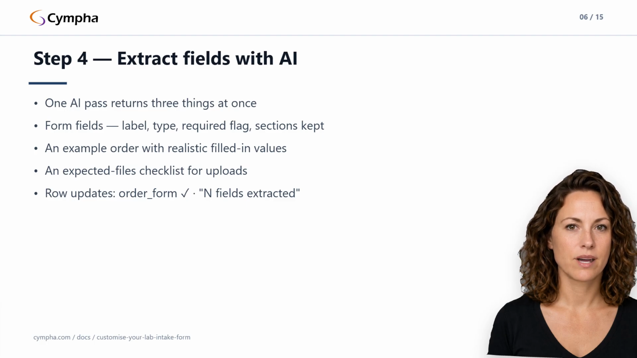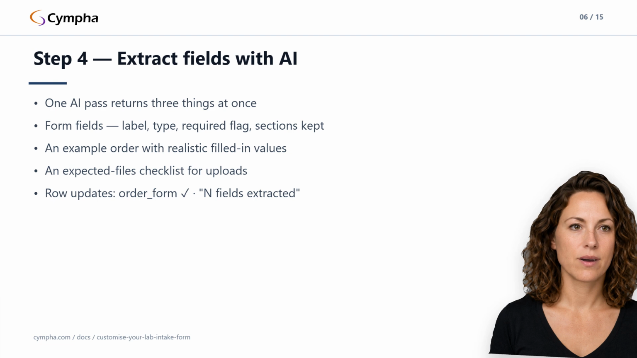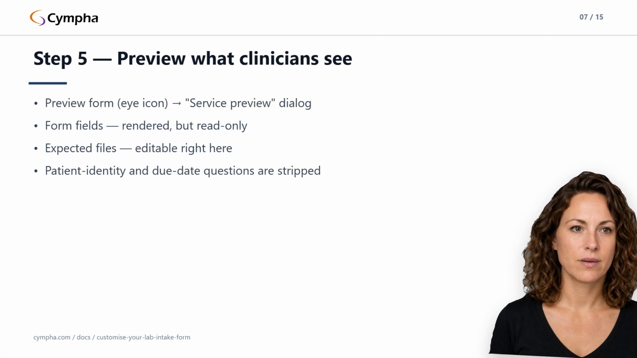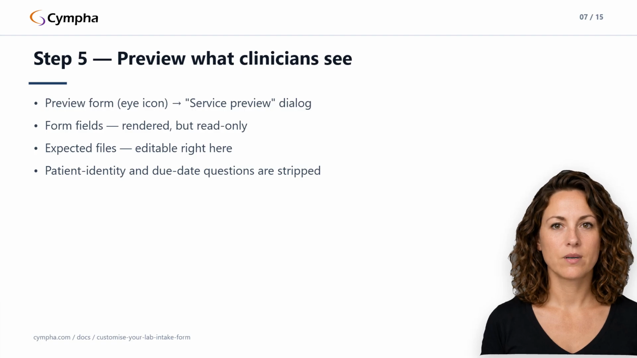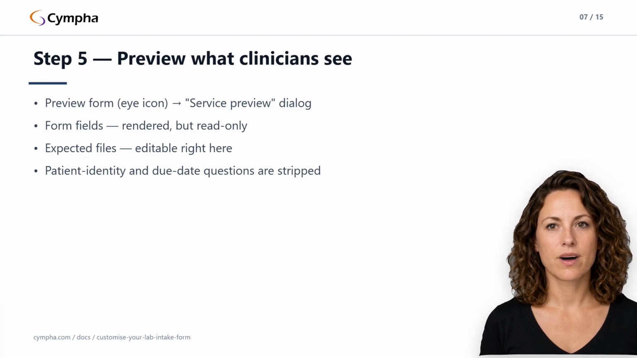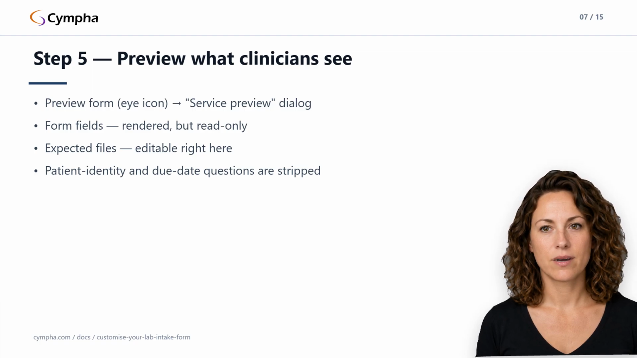A dialog opens titled Service Preview with your service name, and inside are two sections: the form fields, rendered exactly as the clinician will see them but disabled so you can read without typing, and the expected files checklist, which is editable from this same dialog. Walk the form as if you were a doctor submitting their first case to you, and ask one question: is the field order natural? If the fields came out jumbled compared to your paper form, the extraction got it wrong. The next slide covers fixing that.